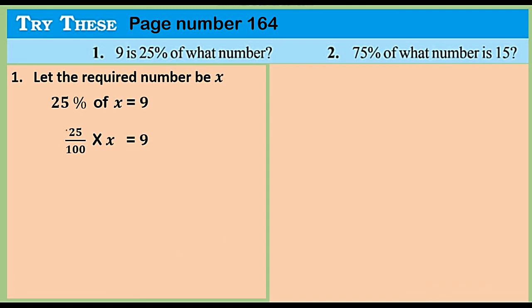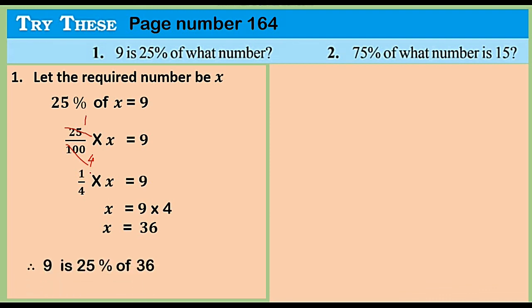Reduce it, 25 1s are 25, 25 4s are 100. Now what to do next? x will be 9 multiplied by 4. 9 fours are 36. So the value of x we got is 36. So 9 is 25% of 36.